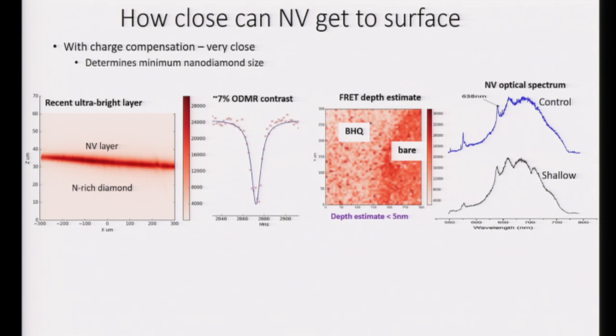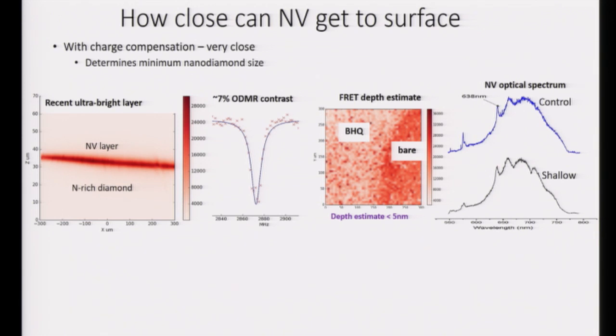And if you look at the optical spectrum, you'll see there's a difference. The phonon sideband structure has changed when you get very shallow. But they're still NVs, they still have good ODMR. So it is possible to make a super, super shallow NV, less than 3 nanometers. And this is the signature: it has a different phonon sideband spectrum.